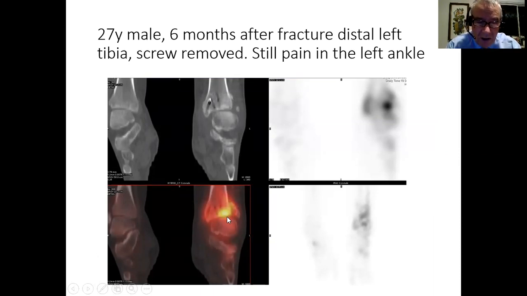If you look, there's a very hot area here. When you look on the CT, you can see that there is, in fact, a compression fracture of the distal tibia. So when they fractured it, they punched the distal tibia into itself. Now that actually needs a fixation across that joint because it's not going to heal otherwise.